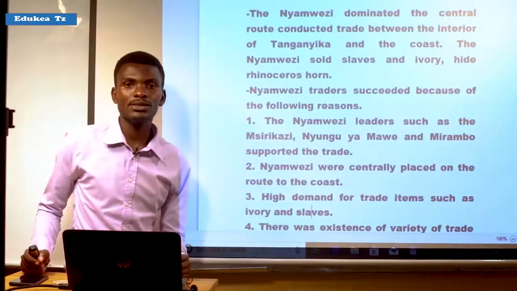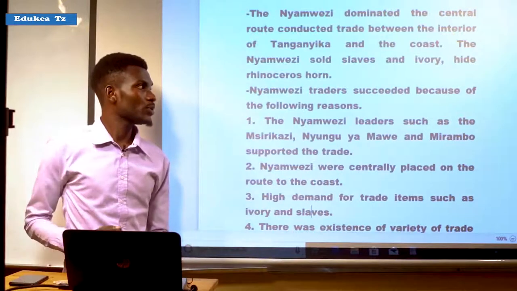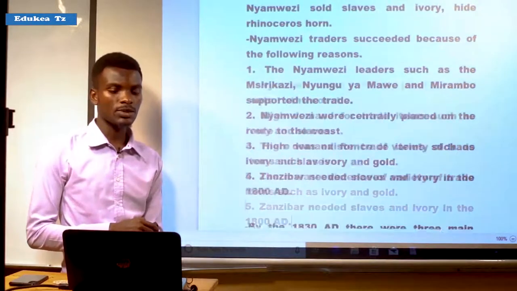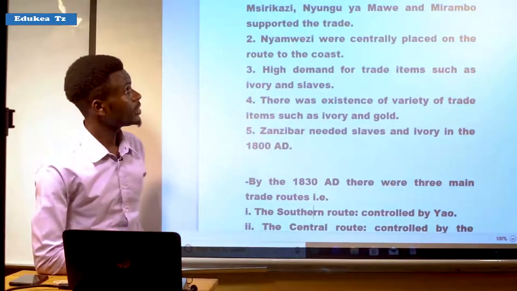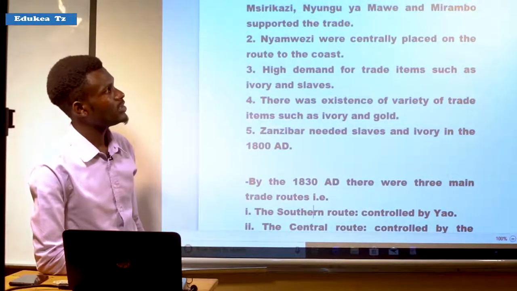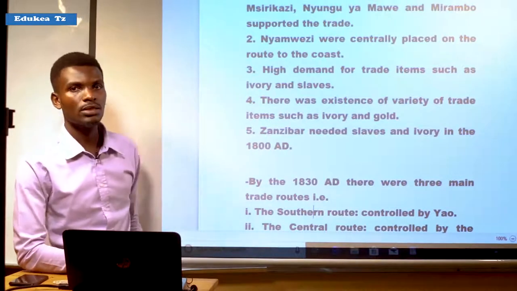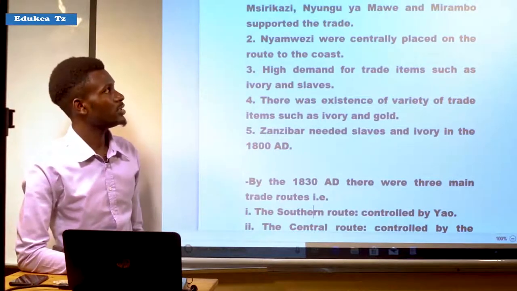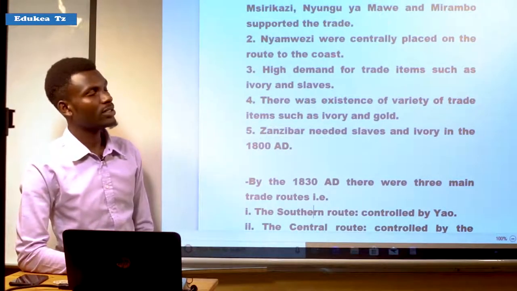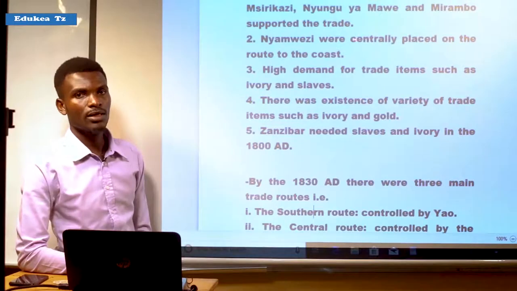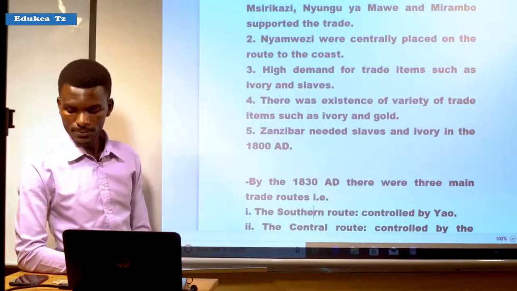The Nyamwezi traders succeeded due to the following reasons. The first reason is that the Nyamwezi leaders such as Mirambo, Nyungu ya Mawe and Mzilikazi supported the trade. It means that their leaders provided much support during the trade, specifically on the central route of the long distance trade in East Africa.